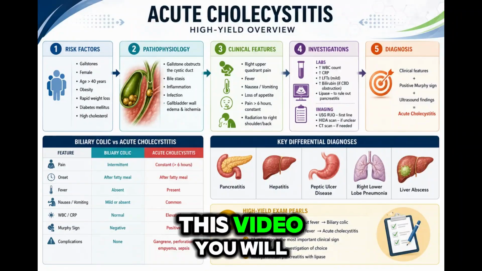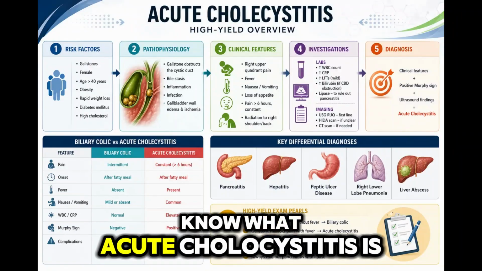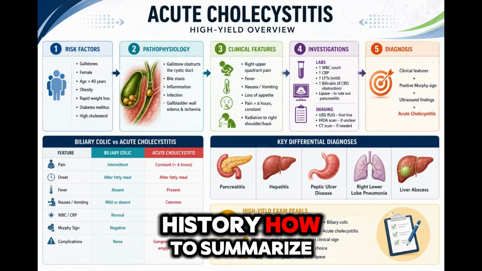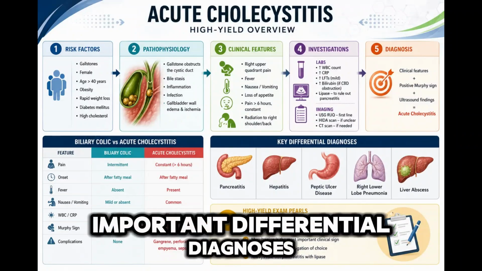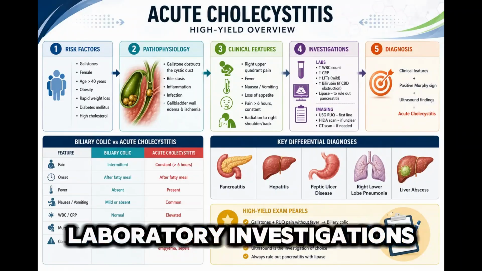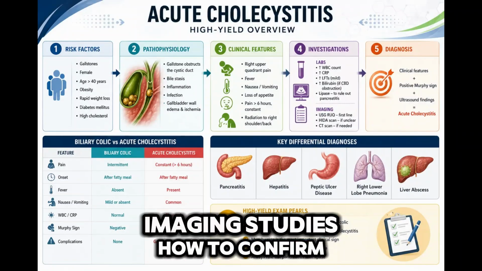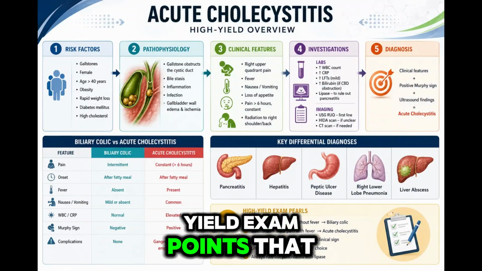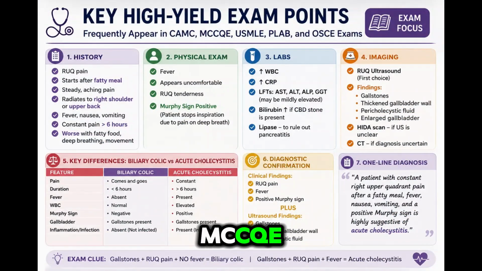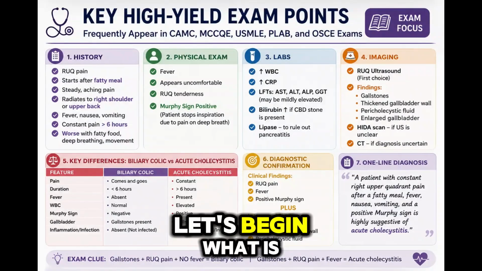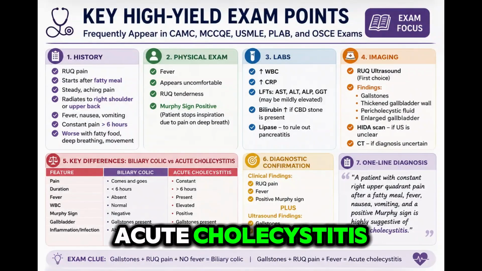By the end of this video, you will know what acute cholecystitis is, how to take a history, how to summarize the case, important differential diagnoses, physical examination findings, laboratory investigations, imaging studies, how to confirm the diagnosis, and the key high-yield exam points that frequently appear in CAMC, MCCQE, USMLE, PLAB, and OSCE exams. Let's begin. What is acute cholecystitis?